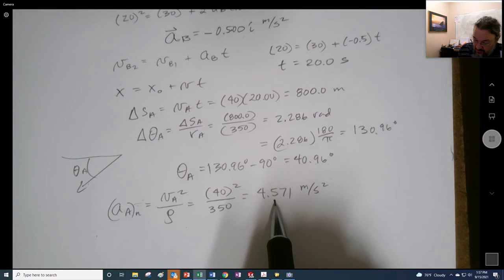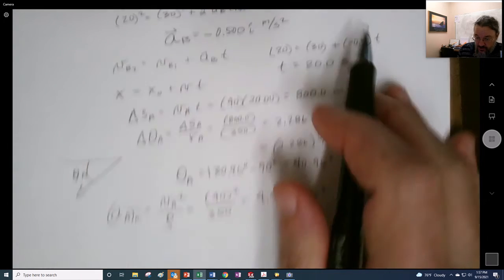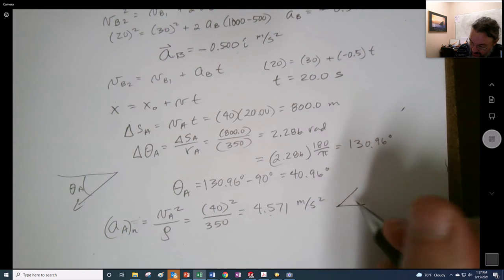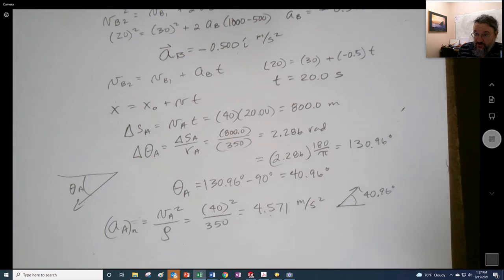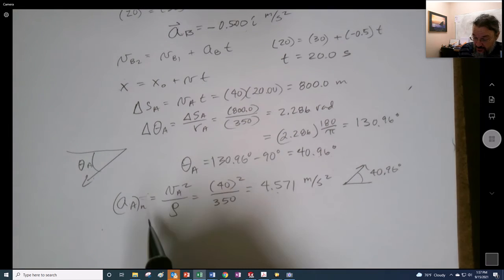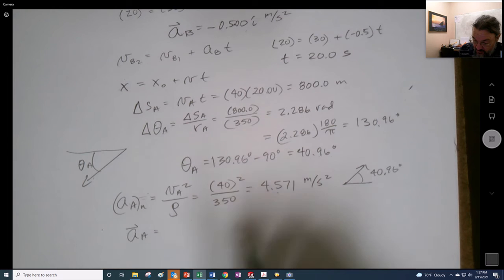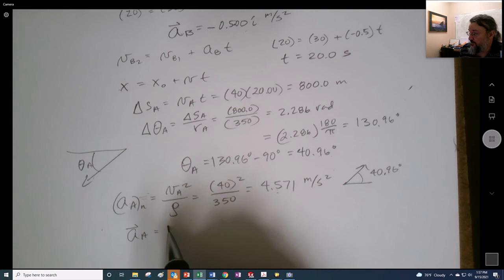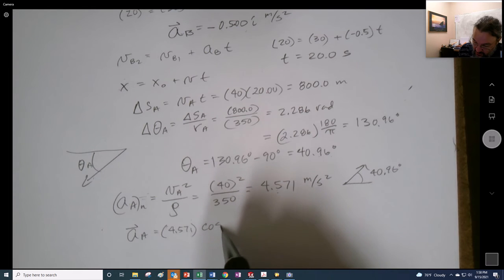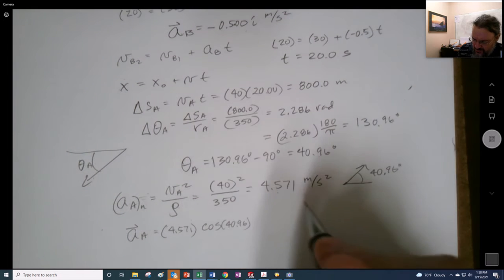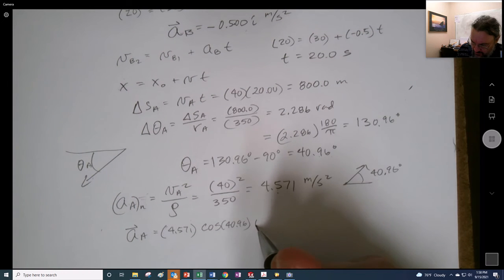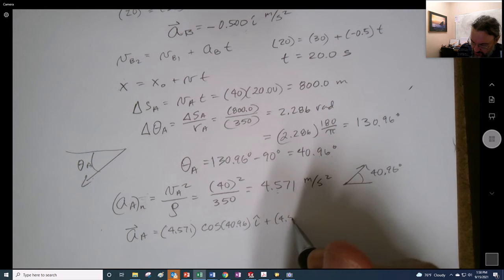All right, so here's the acceleration, and it's going towards the center. So this is actually coming that way at that 40.96 degrees. That's the reason why I actually found it. So now we can say that the acceleration of A is going to be this. Let me see if I got the right numbers too. Yeah, I think I did. And the x direction is going to be 4.571 times the cosine of 40.96. We could have done a coordinate transformation for this, but this is simple enough that I didn't expect people to do it. That would have sucked up some time.